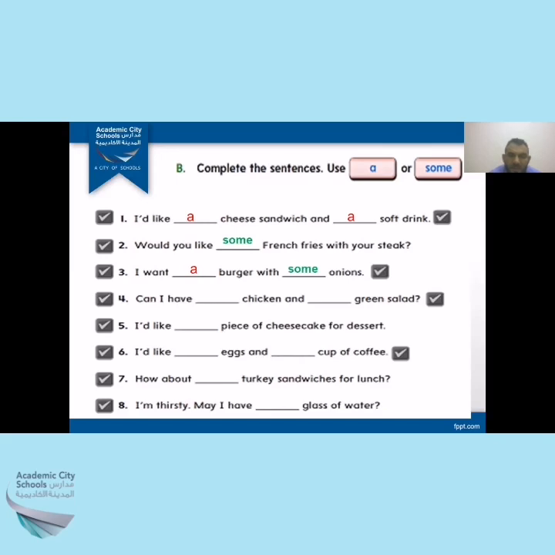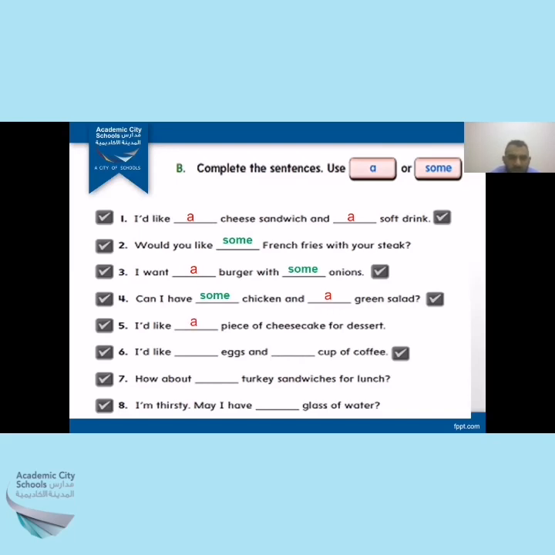Number 4, can I have space chicken and space green salad? The first space, is it a or some? Excellent, some chicken and excellent, a green salad. Number 5, I'd like space piece of cheesecake for dessert. The correct answer here is it some or a? Excellent. A piece of cheesecake for dessert.